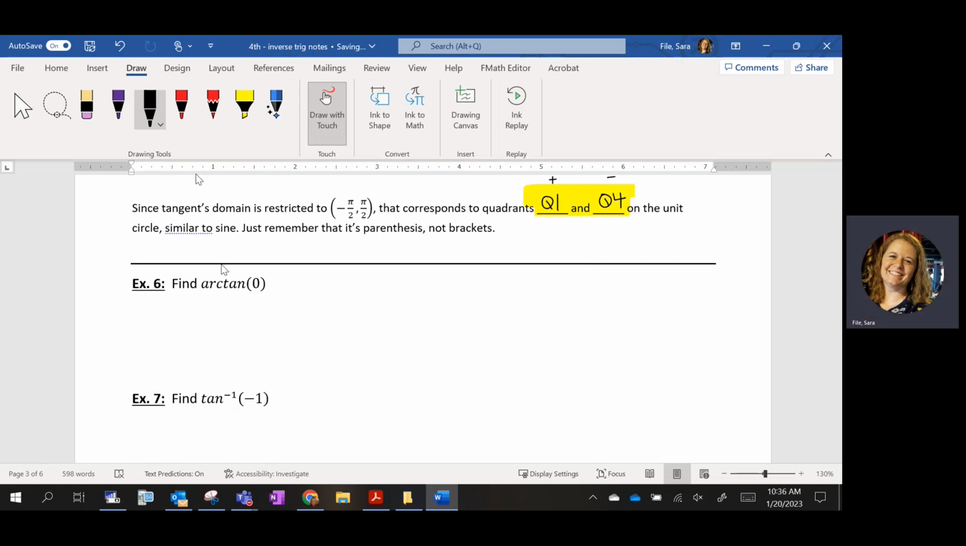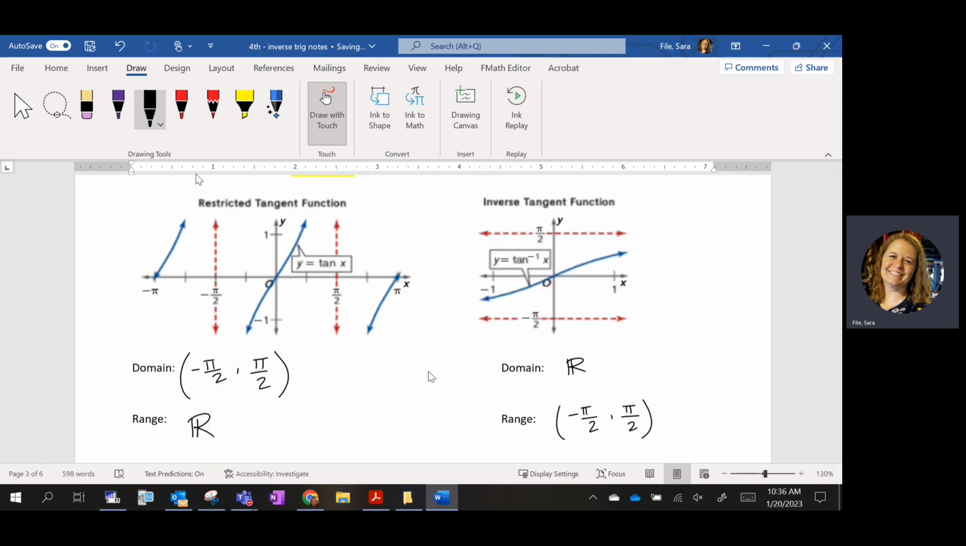All right, so let's try inverse tangent, or excuse me, arctangent of 0. Actually, I didn't sketch the angle, the quadrants like I did for the others. So I'm going to sketch this here.